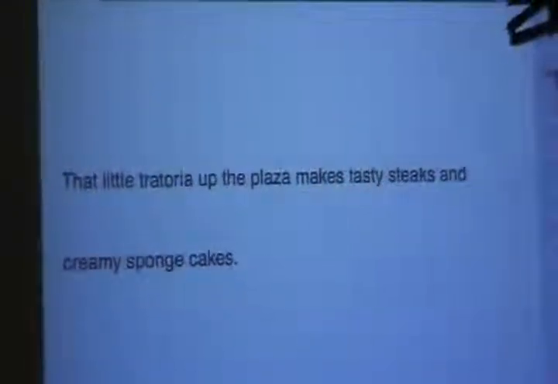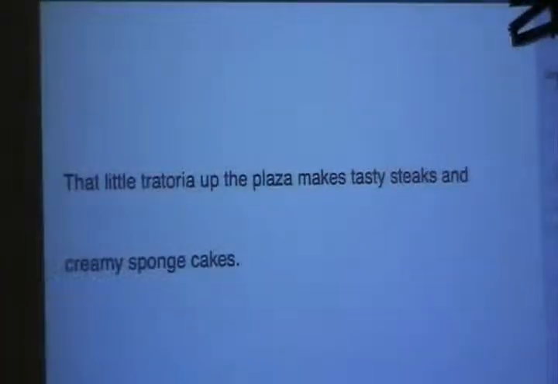All right, good. And now this. Let's go from this to the IPA. I'll pronounce this. That little trattoria up the plaza makes tasty steaks and creamy sponge cakes. Wasn't like I didn't do nothing in my office hours. How should this be transcribed? Do you want me to do the whole thing? I'll do the whole thing if you want. How about if you just do the first two words?